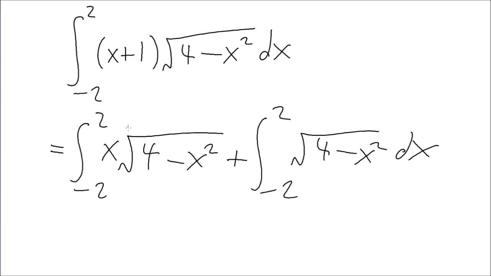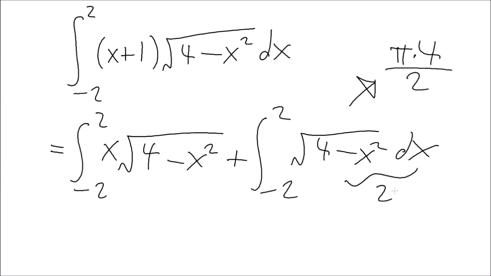-2 to 2. Oh, wait a minute. So it's an area of a partial circle, right? Okay, I know this. We learned this. It's an area of a partial circle. This is pi times r squared, which is 4. This is from -2 to 2, so it's a half circle. So this is equal to 2 pi.